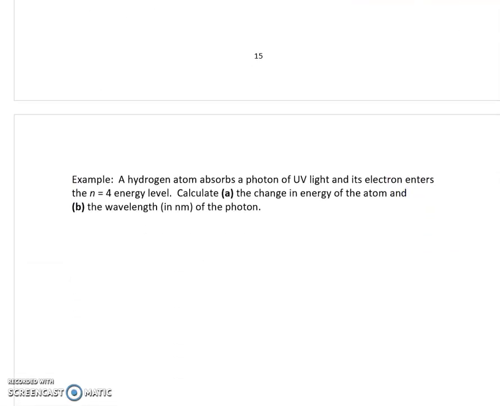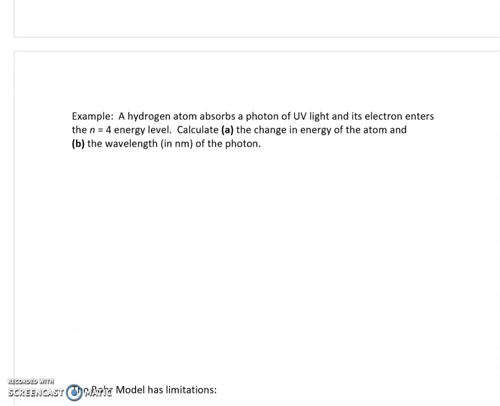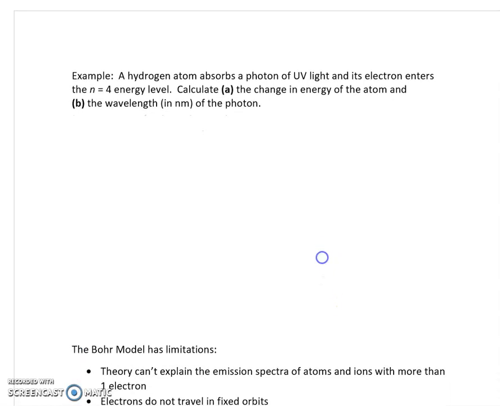So we have a hydrogen atom. It absorbs a photon of UV light, and its electron enters the n equals 4 energy level. Calculate the change in energy of the atom and the wavelength in nanometers of the photon. Now, we're going to go back to a formula that we saw before in a previous module. We know that we want the change in E, the change in energy, right? So we have to use the proper Rydberg formula.